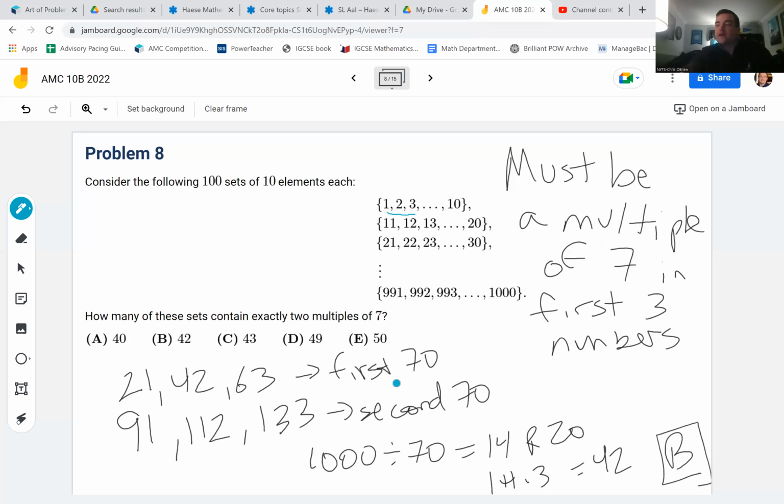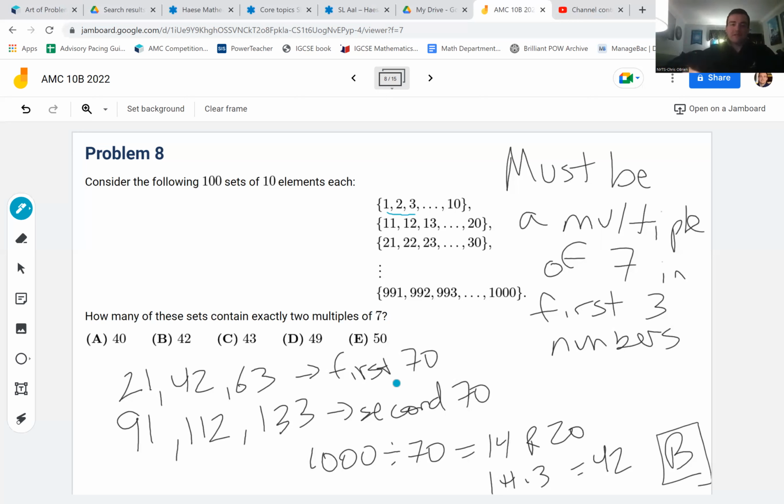And then notice once you hit 70, it's kind of like resetting, because now it's like starting at 0 again. Because 70 is a multiple of 7, you can count it as being like 0. And then the next would be 77, which corresponds to 7, and then 84, which corresponds to 14. So we can look at them as sets of 70.